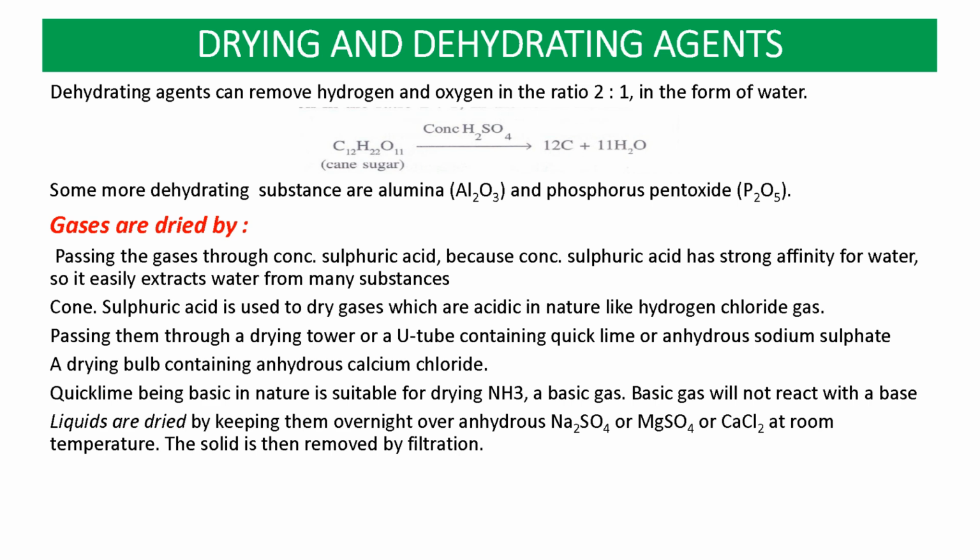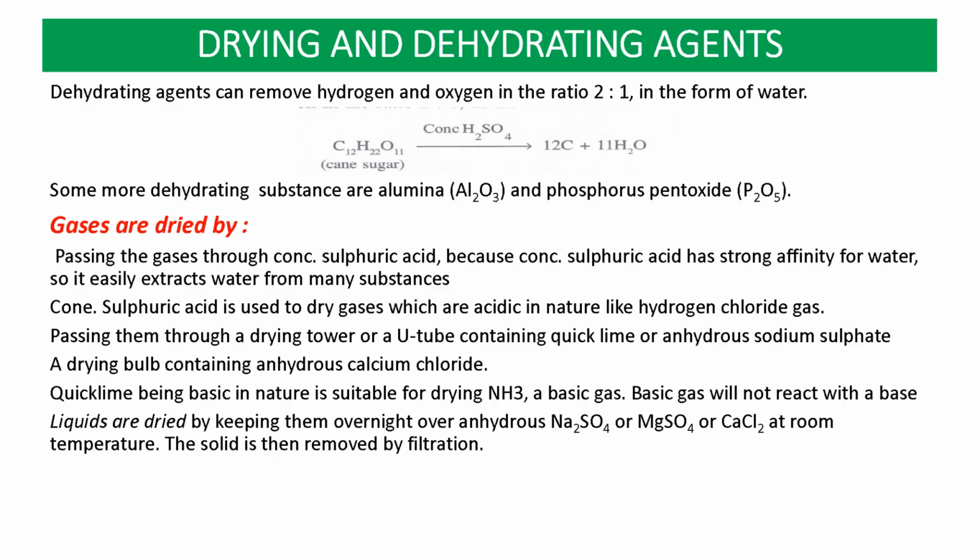So there is cane sugar, and we use concentrated H2SO4 as the dehydrating agent. So there is C12H22O11, and it will remove the water in the ratio of hydrogen and oxygen. Gases are dried by passing them through concentrated sulfuric acid, because concentrated sulfuric acid has a strong affinity for water. So it easily extracts water from many substances. So if we want to dry gases, we always use concentrated sulfuric acid.